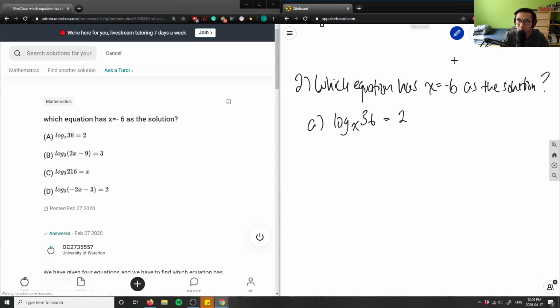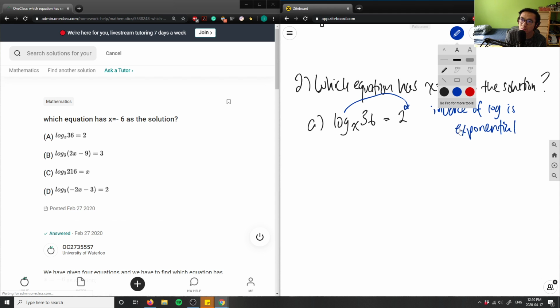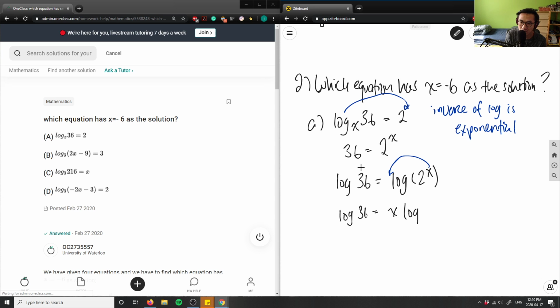So let me draw this out. If I move log x to the side, I'm doing the inverse operation, right? So inverse of log is exponential. So knowing that, I'm left with 36 on this side. I have equals 2 to the power of x, right? And once I have this, I can take the log of both sides to solve for this problem. So log 36 equals log of 2 to the power of x. I'm taking log of both sides. With my logarithmic rules, I can bring this x down to here. So I would get log 36 equals x log 2. Then I can divide both sides by log 2. So x equals log 36 divided by log 2.